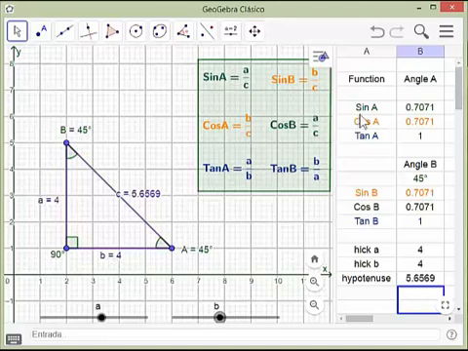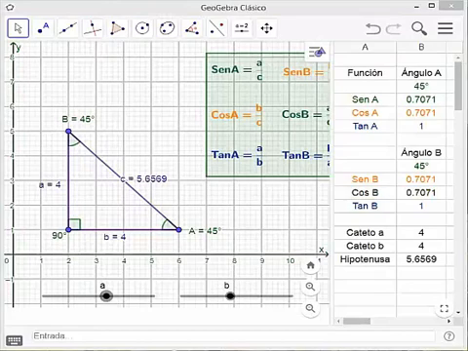Now, let's make the calculations for sine and cosine of angle A. Sine equals 4 over 5.65 equals 0.7071, and cosine equals 4 over 5.65 equals 0.7071. Exactly the same result. A relevant value to observe is the 45 degrees angle, which is the same for both angles. Let's observe that the sum of the three angles, 45 plus 45 plus 90, equals 180 degrees. Exactly.